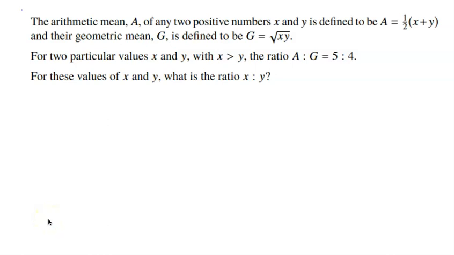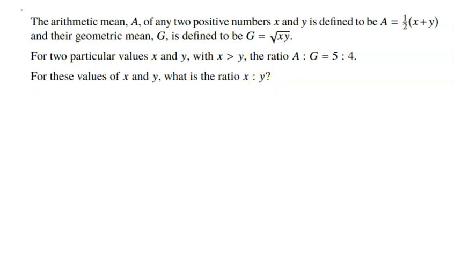To teach some mathematics. In this video, the arithmetic mean A of any two positive numbers x and y is defined to be A is equal to half of x plus y, and their geometric mean G is defined to be G is equal to root xy. For two particular values of x and y, with x greater than y, the ratio A is to G is equal to 5:4. We are to find the ratio x is to y.